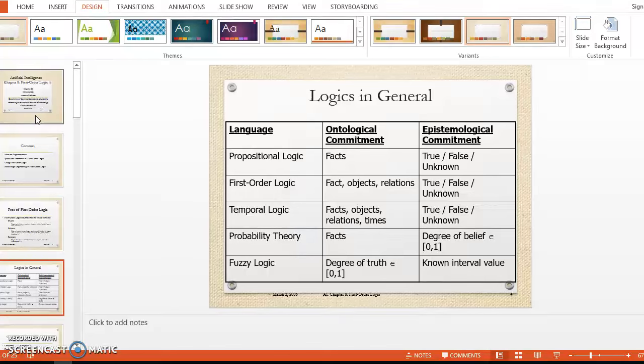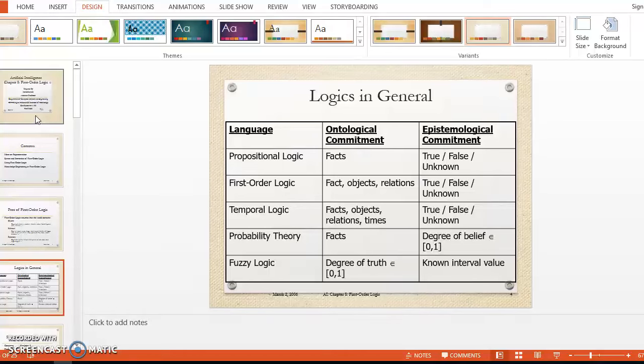Next we are going to see the logics in general. Here we have 3 logics in the first order logic method, and another 2 methods in knowledge representation. The first one is propositional logic, which contains facts, and the epistemological commitment is true or false. First order logic and temporal logic also contain facts and object relations, with the same true or false commitment. Temporal logic also contains facts, objects, relations and times, with the same true or false commitment.